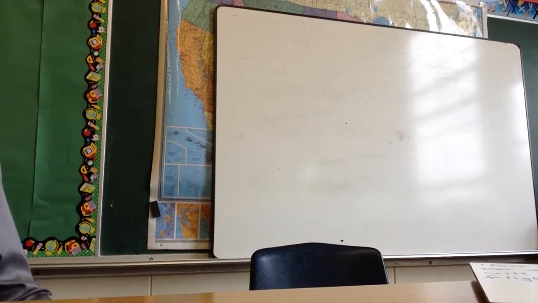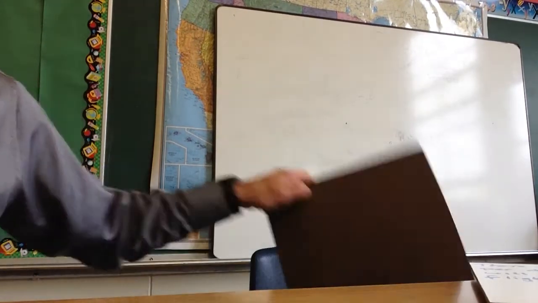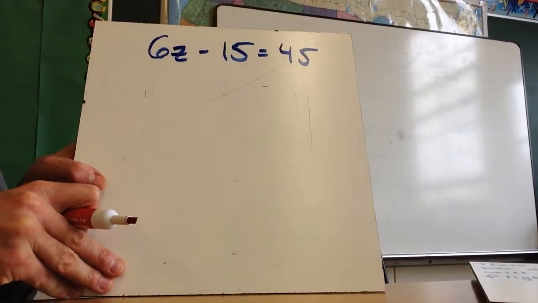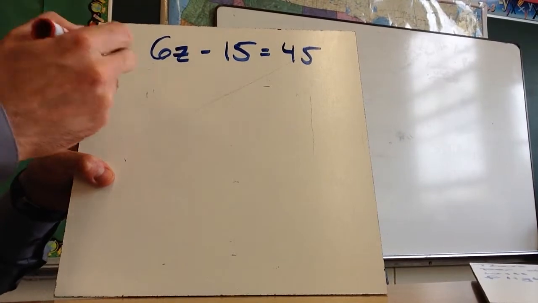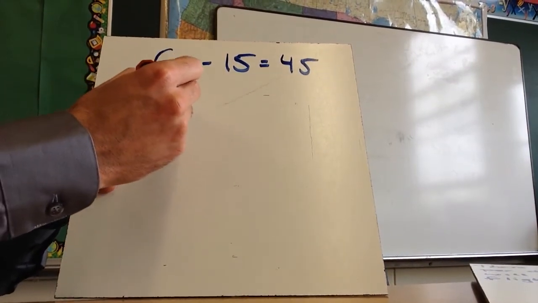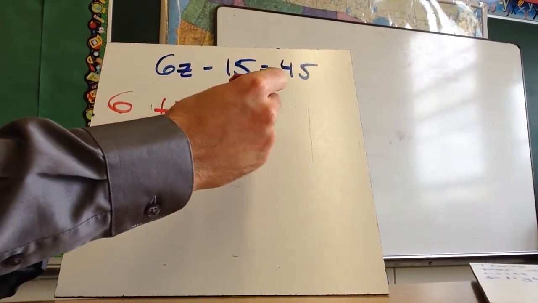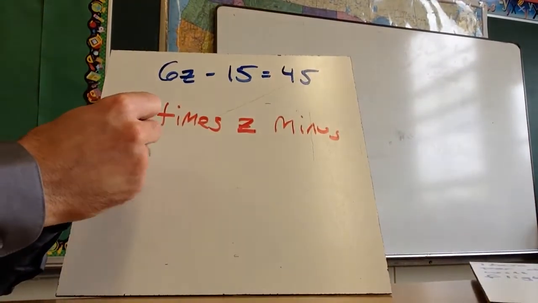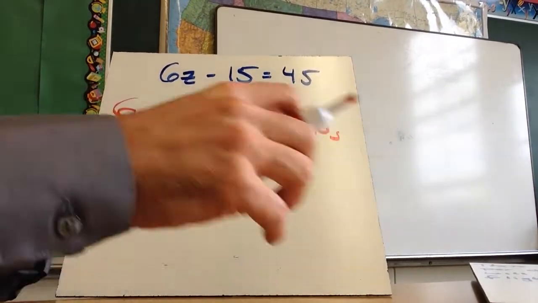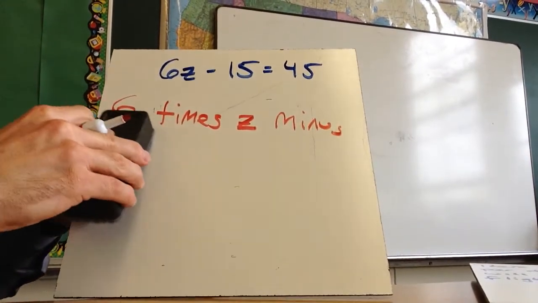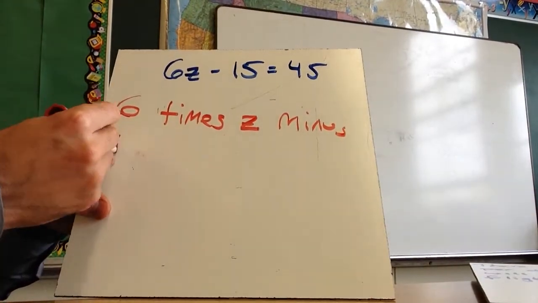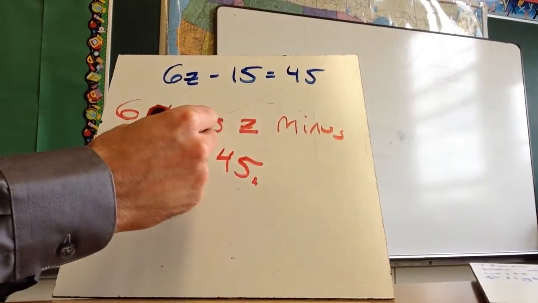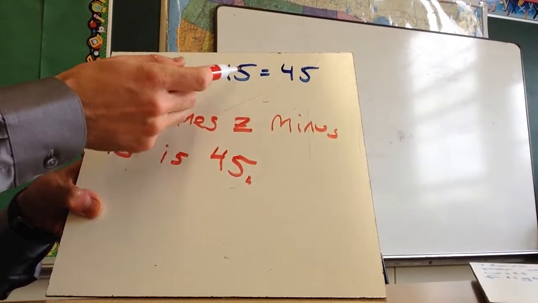All right, now what I'm going to do is practice when they give us the algebraic equation and we have to put it into words. So for example, this is going to be 6 times z minus 15 is 45. 6 times z minus 15 is 45.